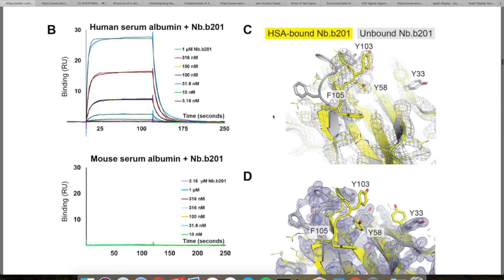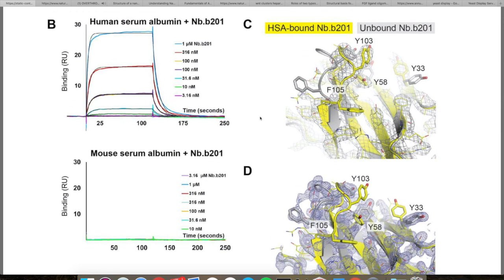So in supplementary figure 3c, we have the density for the bound nanobody, and we see this compared to, in grey, the model for the unbound nanobody, and we have the density for the unbound nanobody in supplementary figure 3d. So we see that this loop especially moves in quite drastically, as well as this tyrosine 33 flipping out to a different conformation as a result of binding.